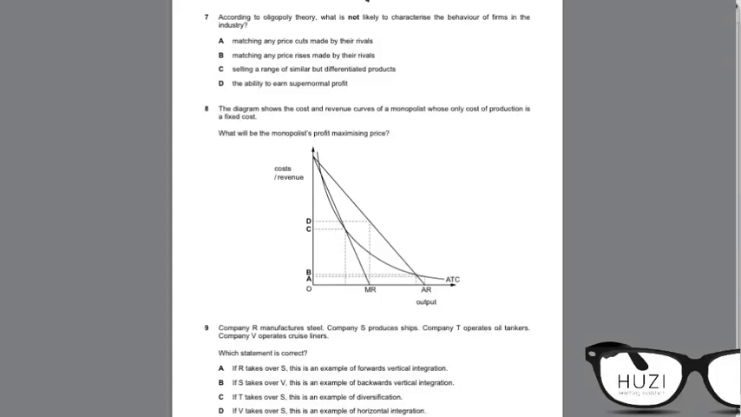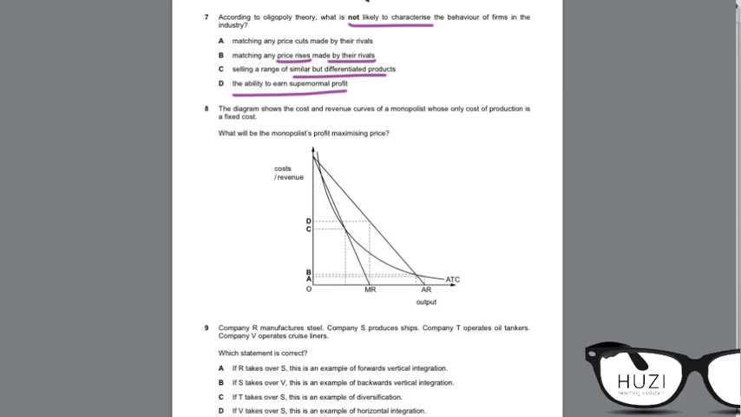So question number 7. According to oligopoly theory, what is not likely to characterize the behavior in the industry? Option 1, matching any price cuts made by the rival. Matching any price rises made by the rivals. Selling a range of similar but differentiated products. The ability to earn supernormal profit.